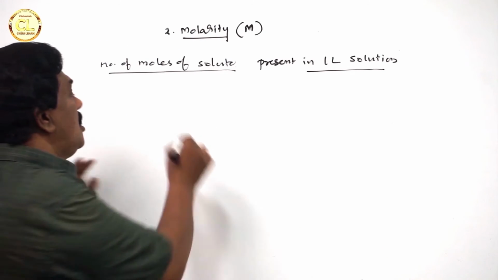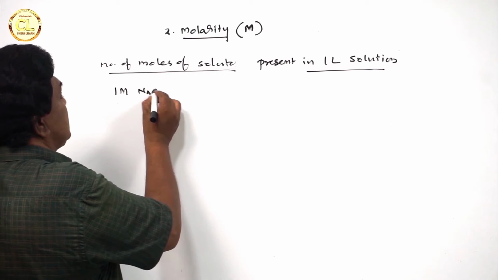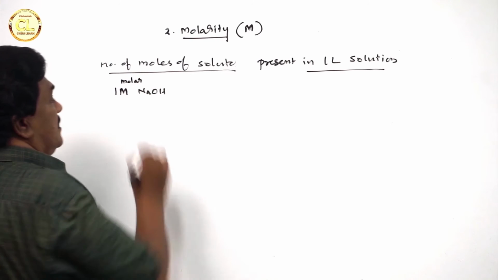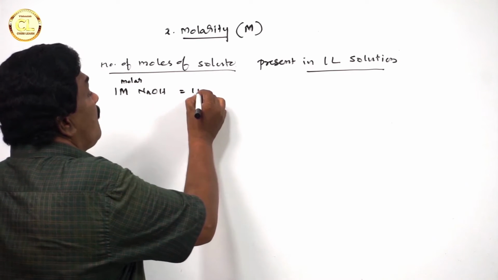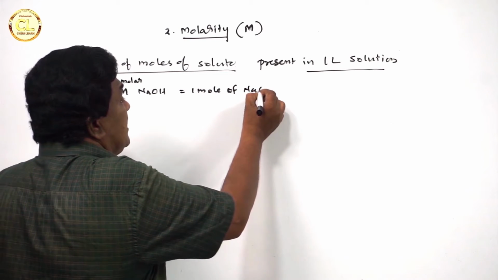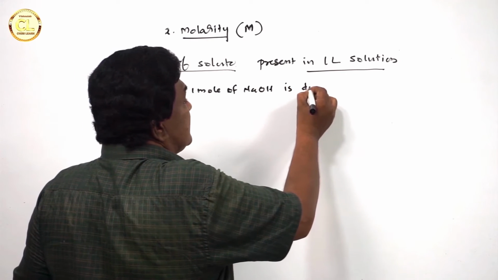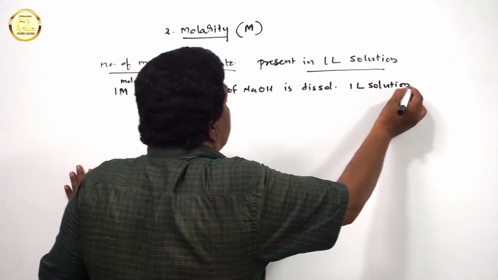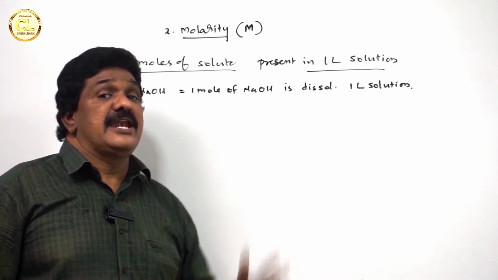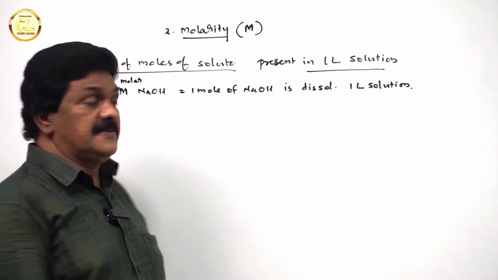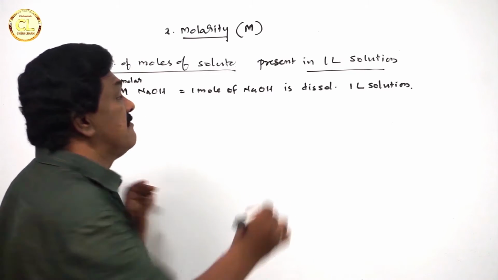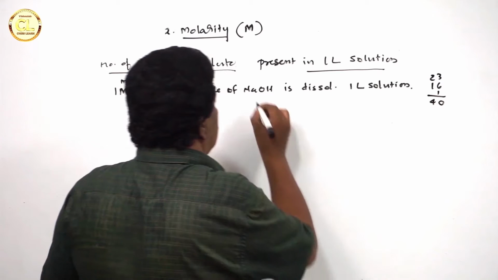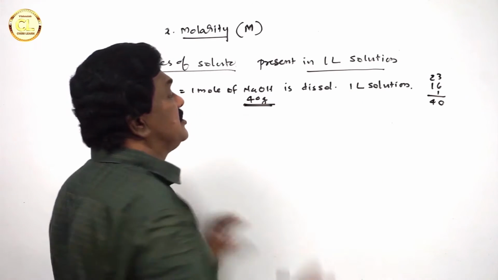See, 1 M NaOH is written as 1 M NaOH and read as 1 molar NaOH. It means 1 mole of NaOH is dissolved in, or present in, 1 liter of solution. You know that 1 mole of NaOH is its gram molecular mass. Sodium is 23, oxygen 16 and hydrogen 1, so it is 40. So, 40 gram is present in 1 liter of the solution.